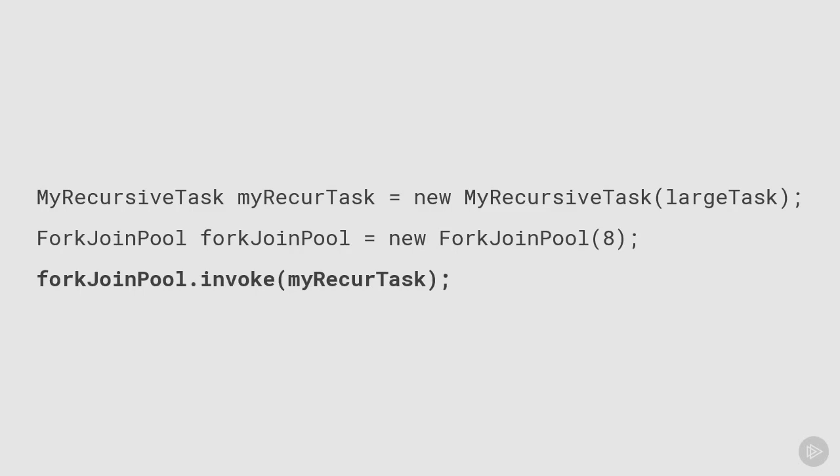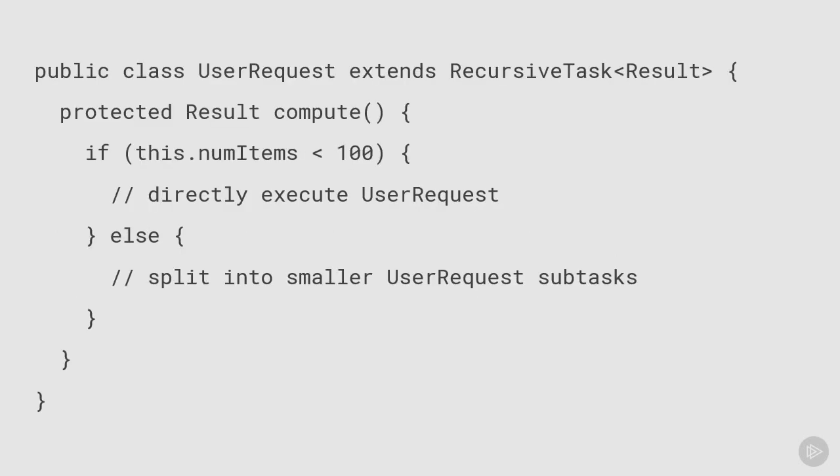This is a highly contrived toy example just to illustrate the mechanics of the fork join pool. A more concrete example would be a service where the user submits a variable number of items to process. You can use the fork join framework to say that if the number of items is under a threshold, like 100 for example, then directly process it. Otherwise, break down the list into chunks of 100 and then process it.